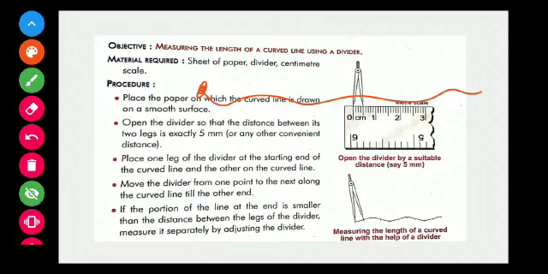This is your second leg of the divider. Move the divider from one point to the next point along the curved line. This is the movement of the divider.